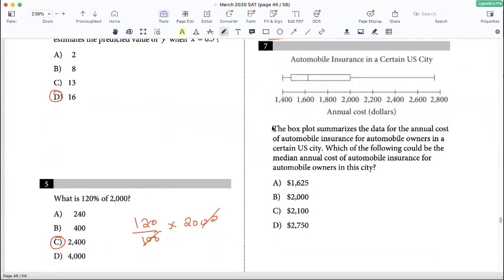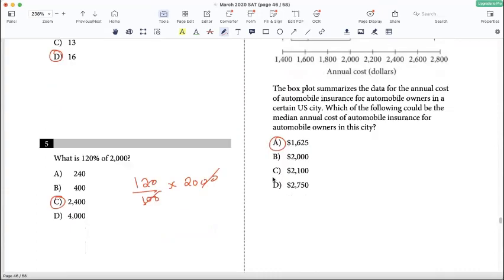The box plot summarizes the data for the annual cost of automobile insurance for automobile owners in a certain city. Which of the following could be the median cost of automobile insurance? So in a box plot, the median is the line inside the box. So this is the median value. If you notice, it's a little greater than 1600. So from the options, it would be 1625.